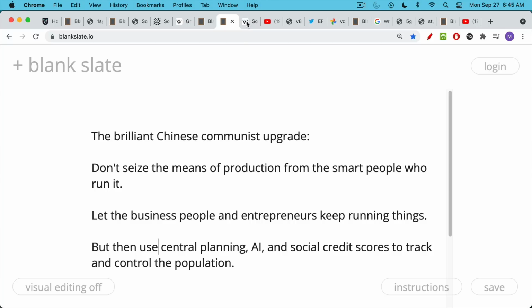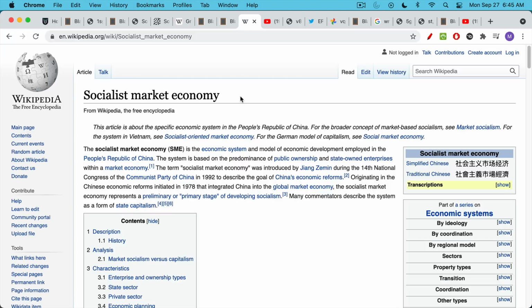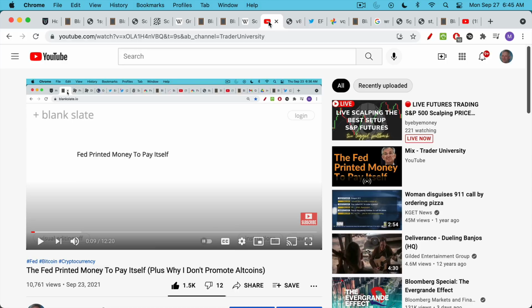And this is really the Chinese system as we see it now. It's been extremely successful. You might call this a socialist market economy. Some people call it state capitalism. Well, whatever it is, it works really well.